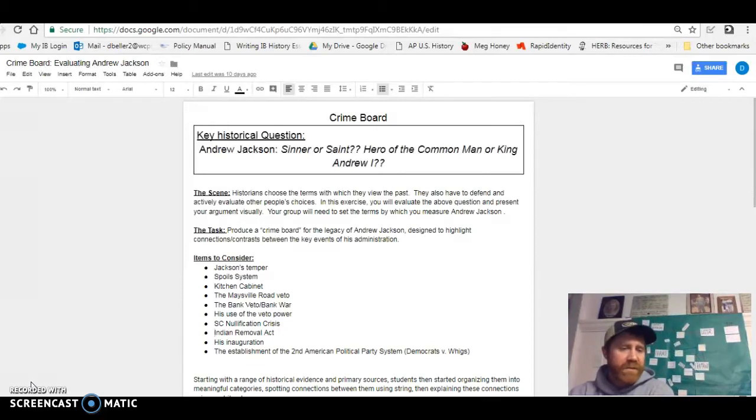So the first step you need to do is, when you're collecting evidence, have a sheet of paper out, put on the top of it historical evidence. I would write out the key historical question as well, and your job is to pull out and to find at least 20 to 30 pieces of evidence that would be appropriate to consider for this question.